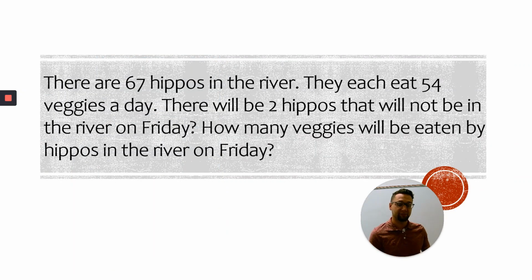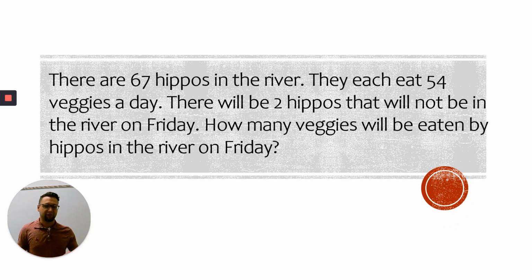Alright, this is a big problem because there's a lot going on here, and there are a lot of tricky little parts. Alright, so let's break it down and decide how many steps this will be with math operation. There are 67 hippos in the river. They each eat 54 veggies a day. There will be 2 hippos that will not be in the river on Friday. How many veggies will be eaten by hippos in the river on Friday?